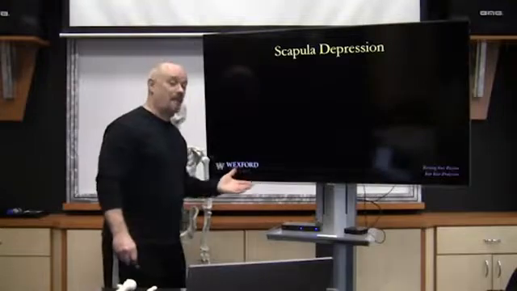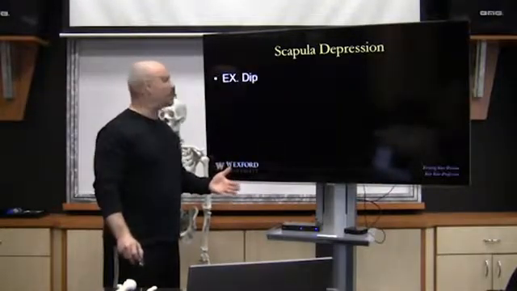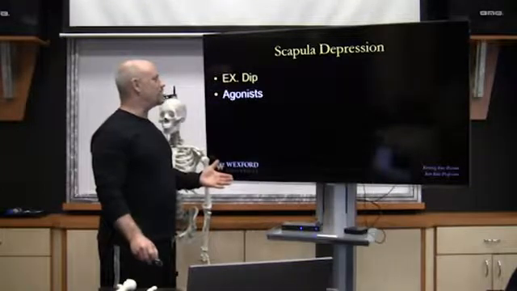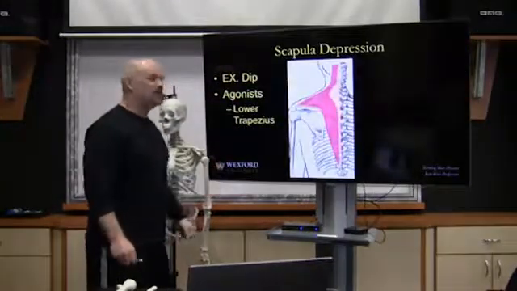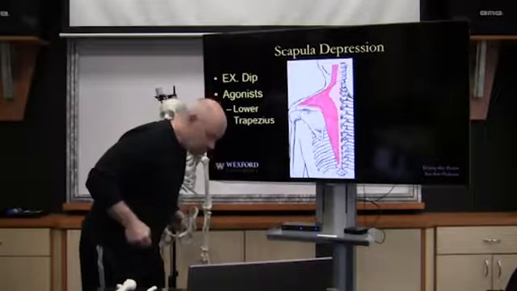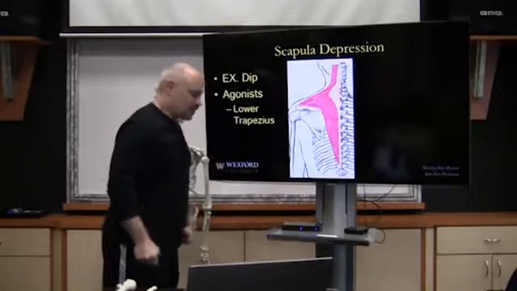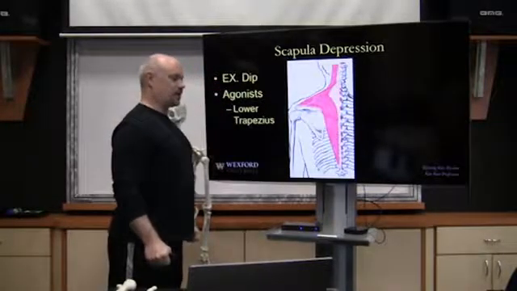Now, the opposite of scapular elevation would be scapular depression. Example, let's look at a dip. Let's look at the agonist involved there, the lower traps. So when you get yourself up on the bars and you push yourself up, what's happening to the shoulder girdle? As you push yourself up and extend the arms, the shoulder blades are going to come down.